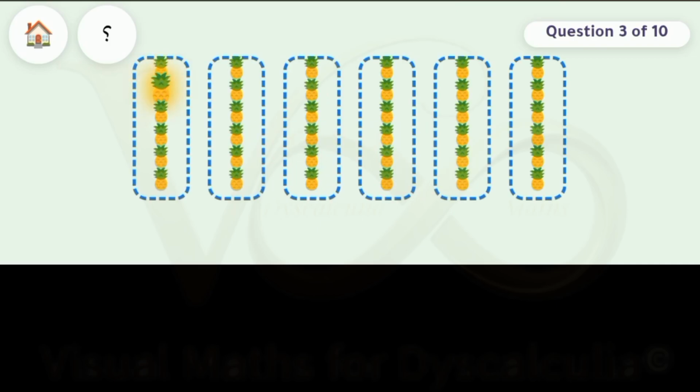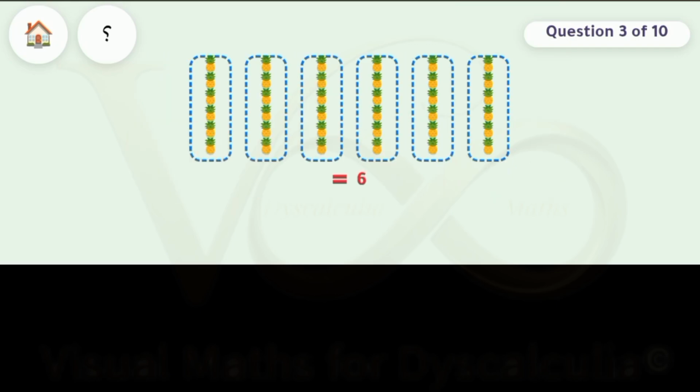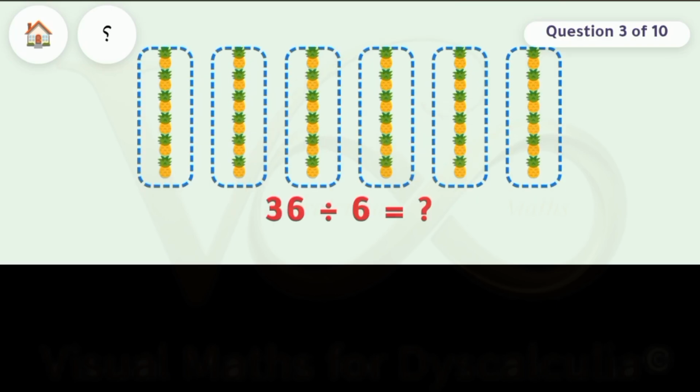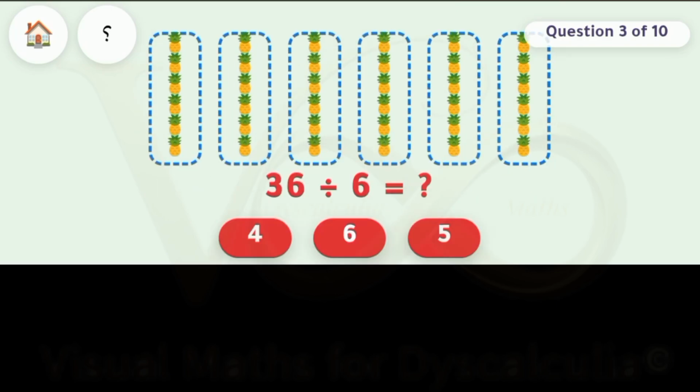One, 2, 3, 4, 5, 6. Each group has 6. What is 36 divided by 6? Well done.